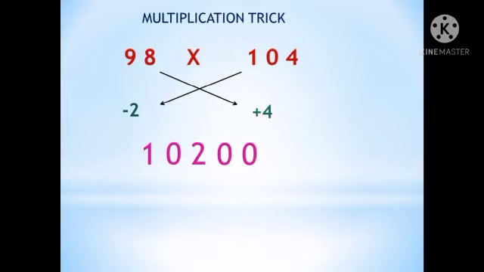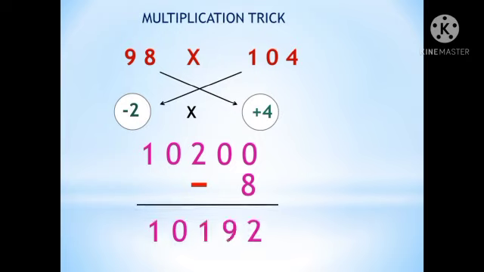Okay. Next, we are going to subtract one number from the number 10,200. So the number which we are going to subtract is the multiplication of 2 and 4. Okay. So if we multiply 2 and 4, we will get 8. So we are going to subtract that 8 from 10,200. So if we subtract, the final answer will be 10,192.